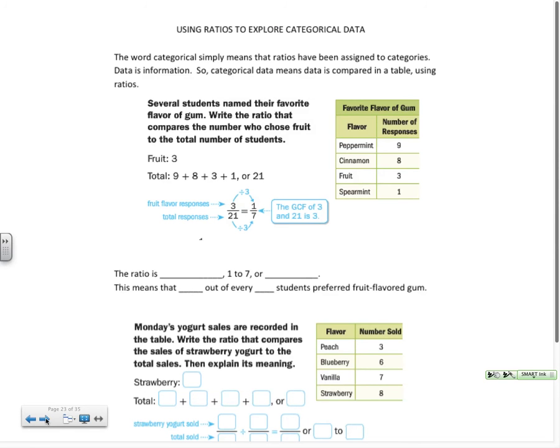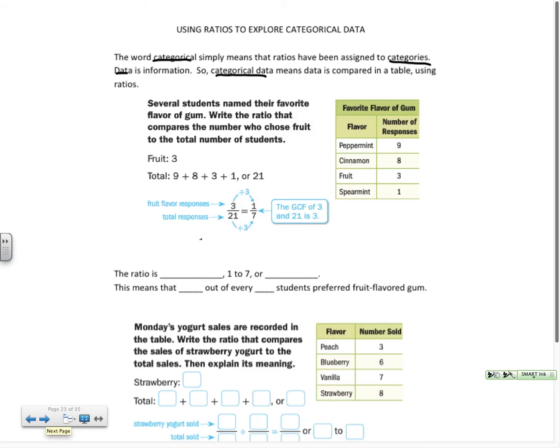And then we have one last part. Using ratios to explore categorical data. The word categorical simply means that ratios have been assigned to categories, and data is information. So categorical data means data is compared in a table using ratios. So let's take a look at this word problem.